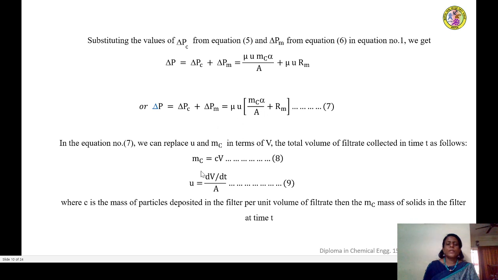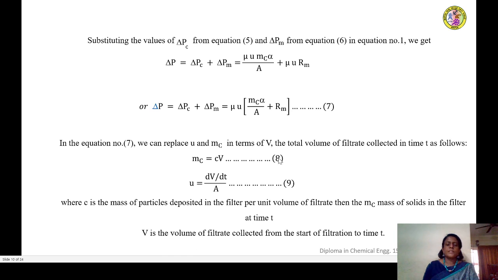In the same way, we can relate the linear velocity of the filtrate to the volume of filtrate collected per unit time. So U is equal to dV by dt divided by A. Okay. So that is how we can relate the MC and U to volume of filtrate collected in time t. So now call this as equation number 8 and 9. So now if we substitute in the equation number 7, let us see what kind of change takes place.